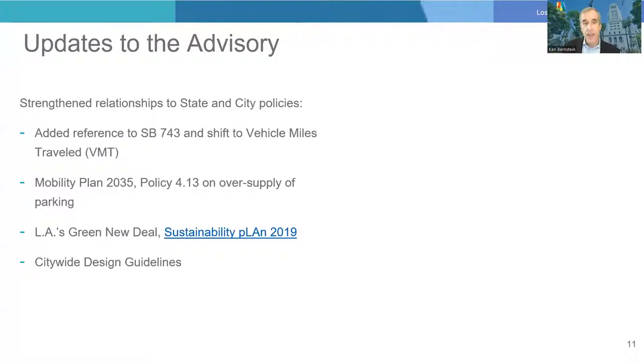And in strengthening the relationship, again, this references some of the policies that I've already mentioned. So we recommended adding a reference to SB 743, the shift to vehicle miles traveled, the mobility plan policy that referenced oversupply of parking. We also have a sustainability plan led by our mayor's office, Mayor Garcetti, that has been branded as LA's Green New Deal, the Sustainability Plan 2019, that speaks to a number of far-reaching sustainability policies. And as I mentioned, the citywide design guidelines.